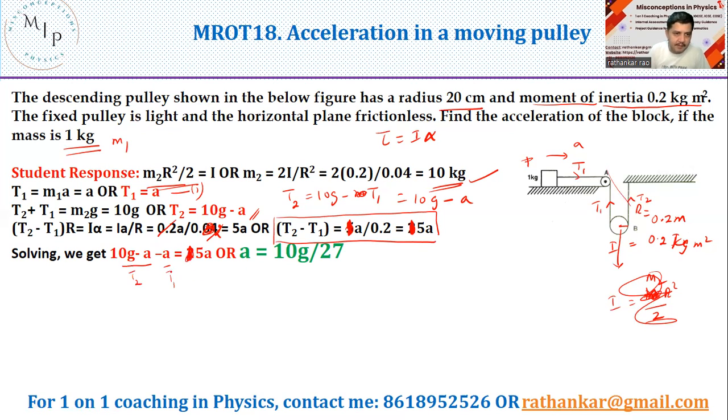Not 25A, 5A. So as a result, 10G is equal to A plus A, 2A here, and if it goes on the other side, it becomes 7A. In other words, 10G is equal to 5A plus 2A, which is equal to 7A, or A should be equal to 10G divided by 7. So he has got an acceleration equation. The value for the acceleration is equal to 10G divided by 7.